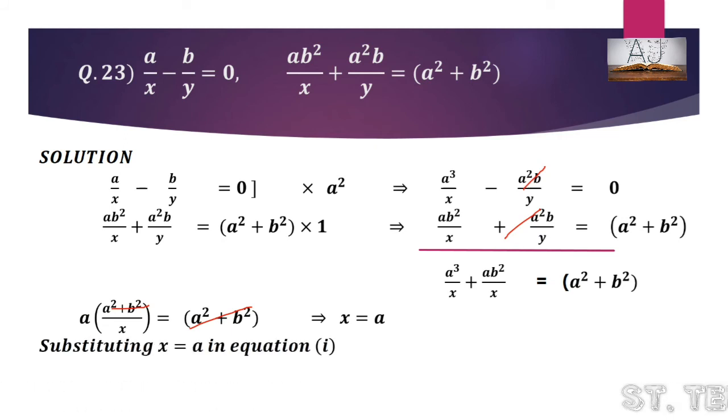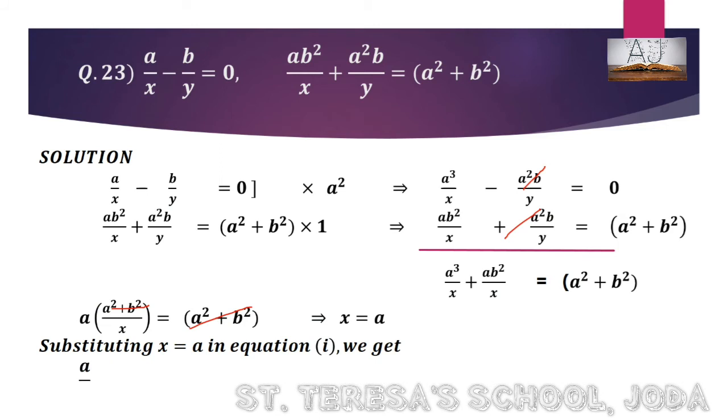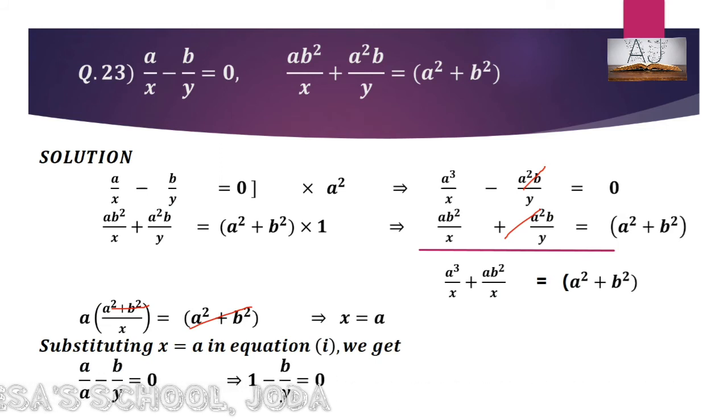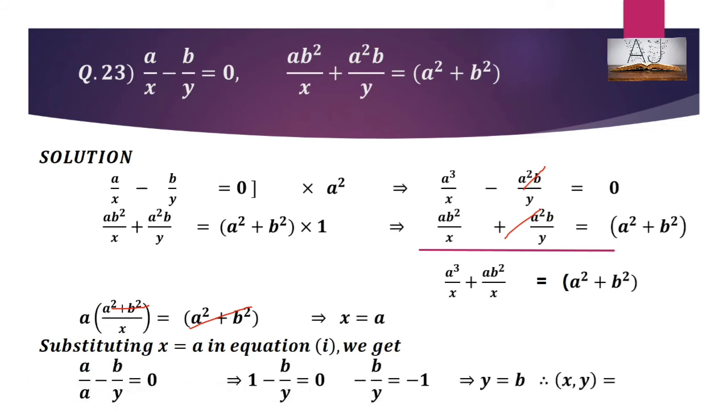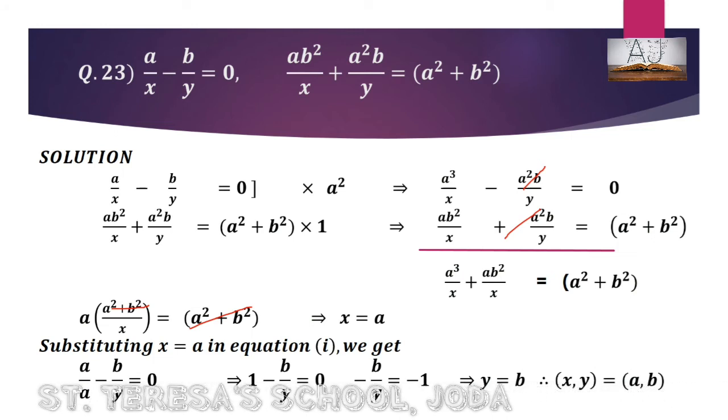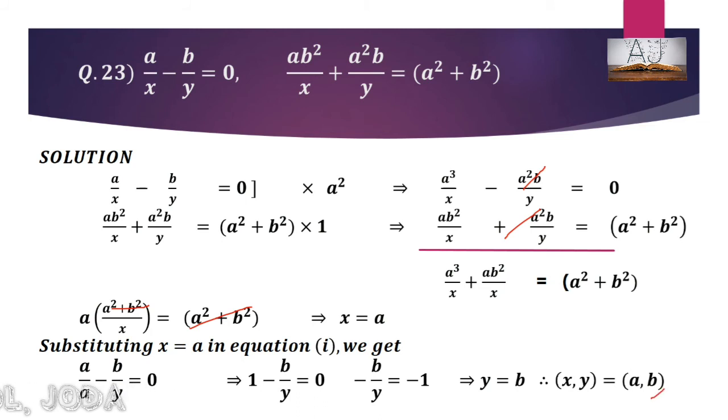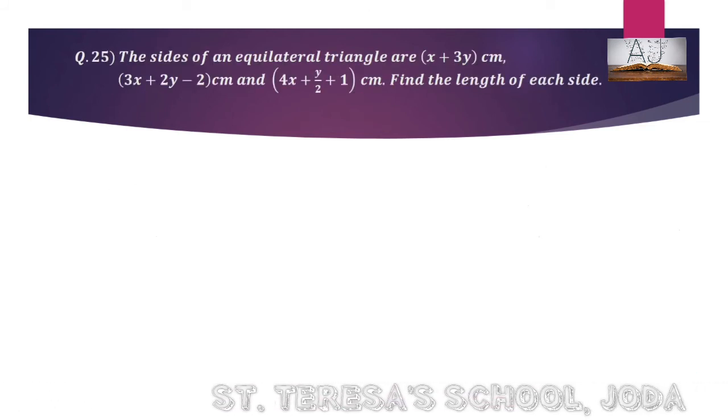Now we'll substitute this value in the first equation. That looks more simple. So let us substitute it there. A by a, in place of x I have put a. So we get the value of y is equal to b. So x is equal to a and y equal to b is the solution. Okay, we haven't got here in the terms of number, doesn't matter. These are in the terms of variables.